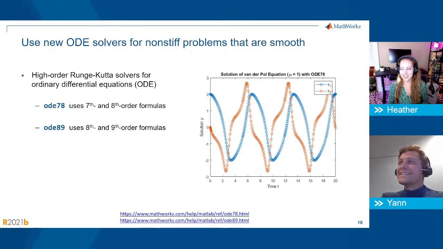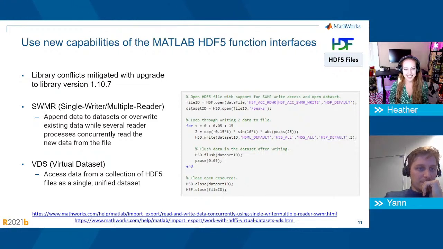Runge-Kutta. While he's figuring it out, either way, the higher order are now available. So maybe you've used ODE45 a bunch. 78 and 89 are available. So you have the higher order options for Runge-Kutta solvers. So again, if this is of interest to you, take a look. This is maybe some specific things that people might be interested in.